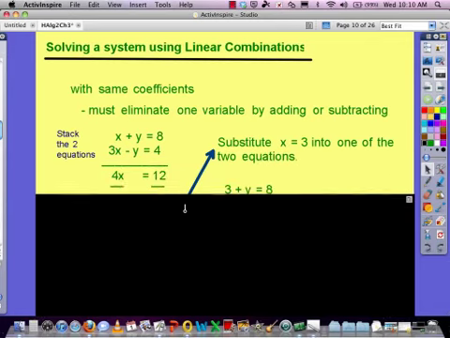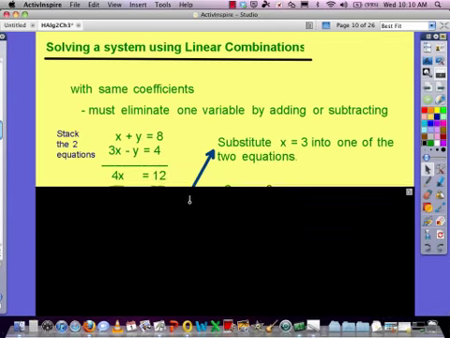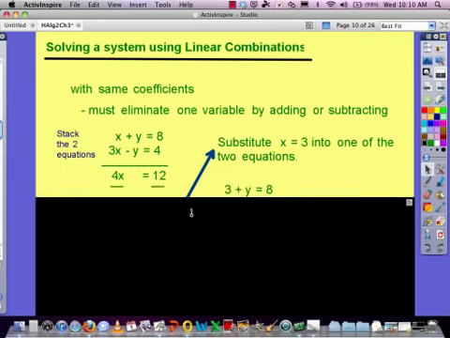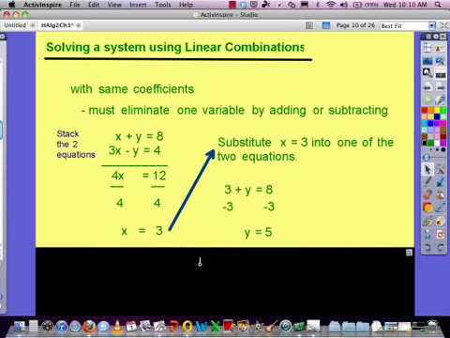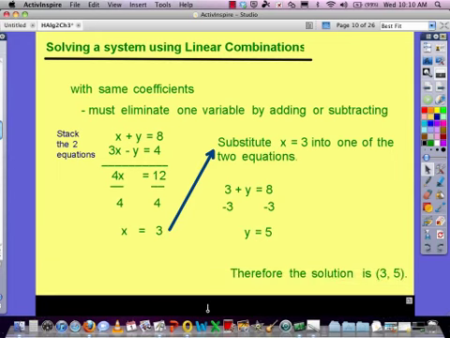So, doing that, we would get 4x equals 12. We would then divide by 4. 12 divided by 4 is 3. We get an x value of 3, then follow it up. Substitute that x equals 3 into one of the two equations. It's really your choice. I chose the top one because I believe it's easier.